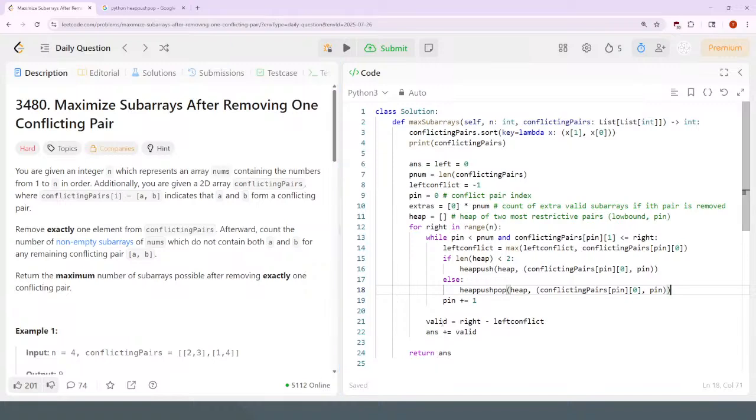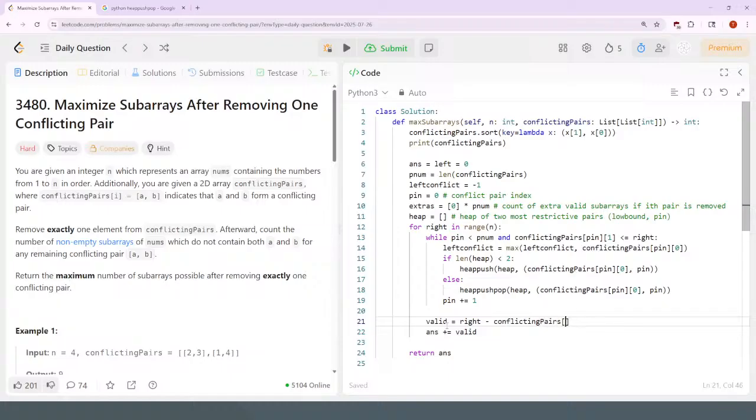Okay, and then the valid would be right minus... so it'd be top. It'd not be the top of the heap, it'd be the last of the heap. Only the top of the heap is shown. I guess I should still be able to do -1. Yeah, -1 should still work.